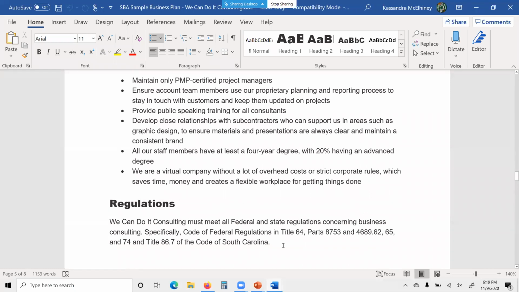So regulations, what kind of regulations does the company have to adhere to? They have to meet federal and state regulations regarding business consulting. There might be licensure requirements handed down by the state. They would have to maintain those requirements as well. Not sure if they have anything like accounting does. We have peer review that we need to complete every licensing cycle, 3 years.